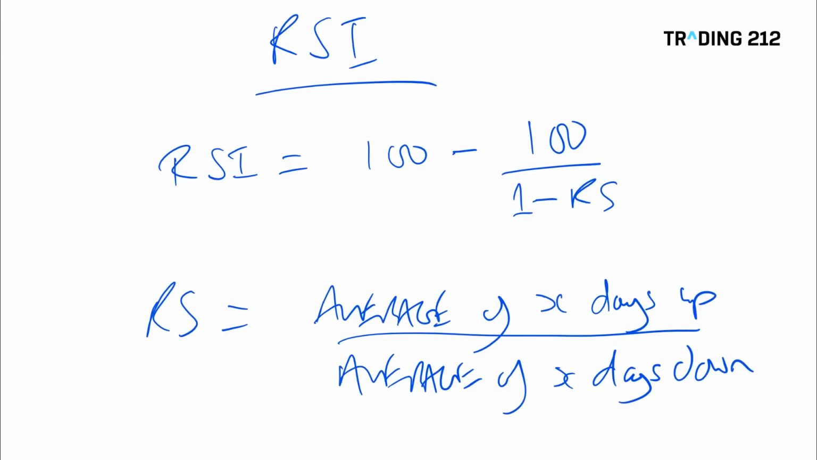RS is the average of X number of days up divided by the average of X number of days down. To put that into plain language, let's say we're using a 10-day RSI. It looks at, over the last 10 days, how many days did the market finish up? It adds the total points gained on those up days and divides it by 10. So we have an average of the points gained when the market went up.